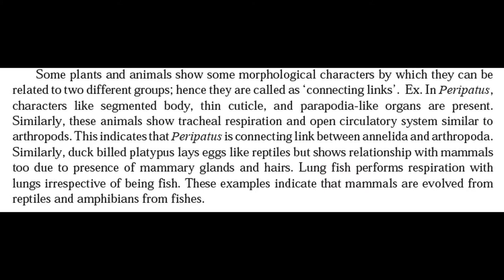Example, in peripatus characters like segmented body, thin cuticle and parapodia like organs are present. Similarly, these animals show tracheal respiration and open circulatory system similar to arthropods. This indicates that peripatus is connecting link between annelida and arthropoda. Similarly, duck-billed platypus lays eggs like reptiles, but also shows relationship with mammals due to presence of mammary glands and hair.